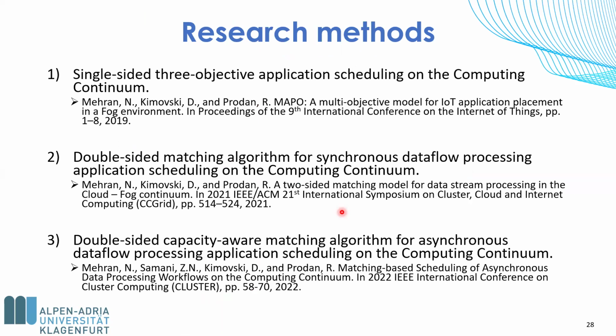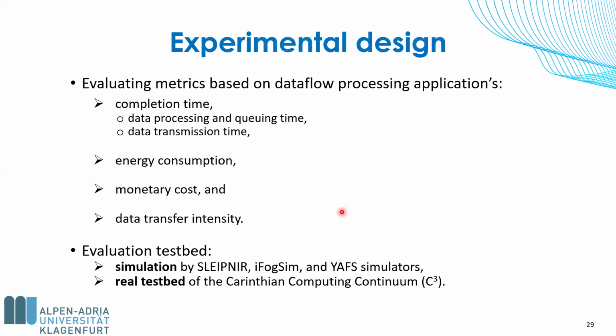The three different methods are listed here, as you can observe, mainly exploring the scheduling from the perspective of single site or double site, or even double site capacity aware, by following the research work that has been published in different venues. The main experimental design is based upon the metrics that I have evaluated, like the application completion time or the microservice data processing queuing time, transmission time of data, the energy consumption cost, data transfer intensity, and all of them were evaluated through the testbed design. One of them the simulation, and the other one the real testbed, so that we run the real application over the real testbed.